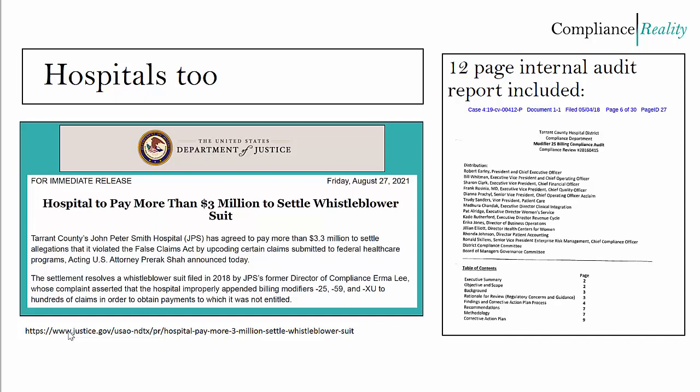And you can see just page number 1 here. This was a 12-page internal report that was distributed to various leaders. The whistleblower here alleged that they did nothing after she reported this information. You can see, hopefully on the slide, the pages of this 12-page report: an executive summary, the objective and scope, background, rationale, their findings, and corrective action plan process, recommendations, methodology, corrective action plan, those sorts of things.